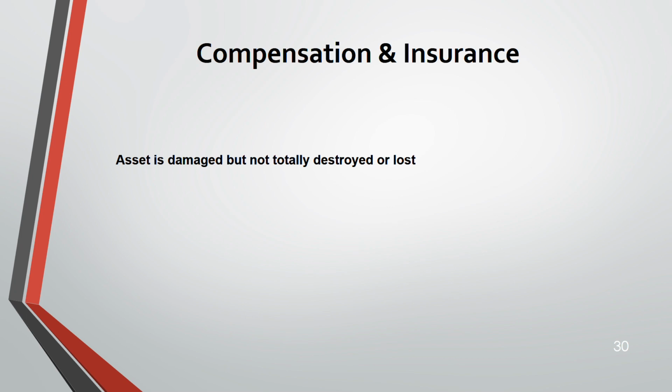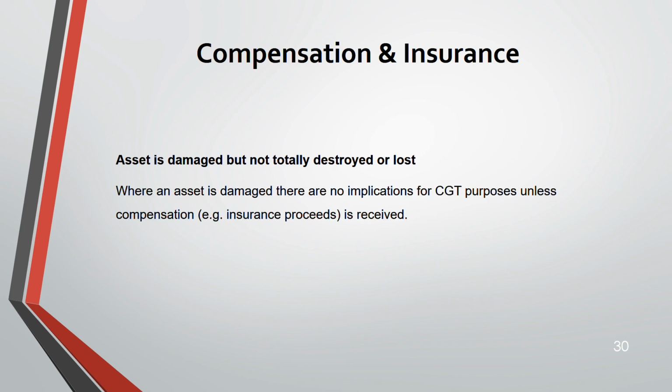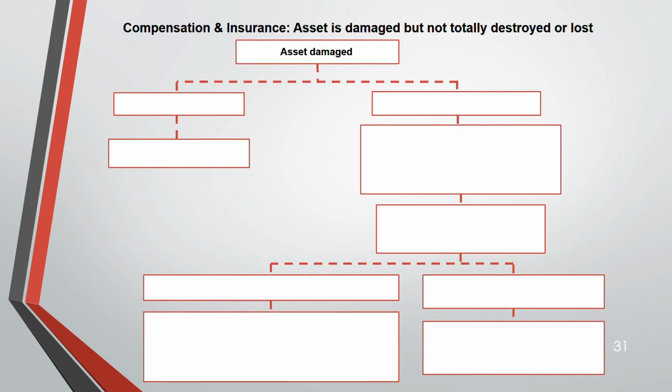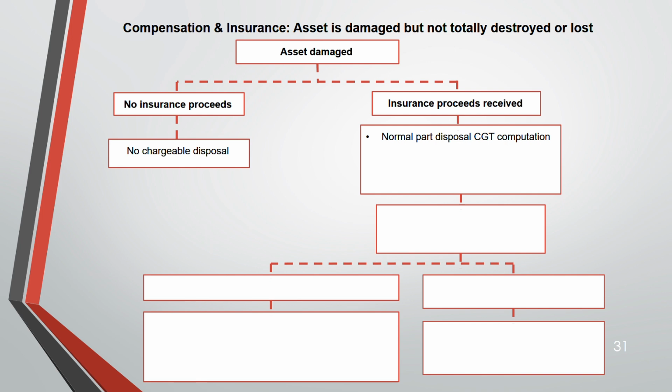Now, asset is damaged but not totally destroyed or lost. In the first scenario, we studied when asset is destroyed or lost and we receive insurance. Now asset is damaged. Here, when an asset is damaged, there are no implications for CGT unless you receive a compensation. Where an asset is damaged and you are receiving a compensation, this is a part disposal for CGT purpose. Okay. However, you have to see whether the insurance proceeds are used to restore the asset or not. Same like how we have replaced the asset. So if asset is damaged, if no insurance proceeds received, no chargeable disposal. If insurance proceeds received, yes, it's a chargeable disposal, but part disposal.